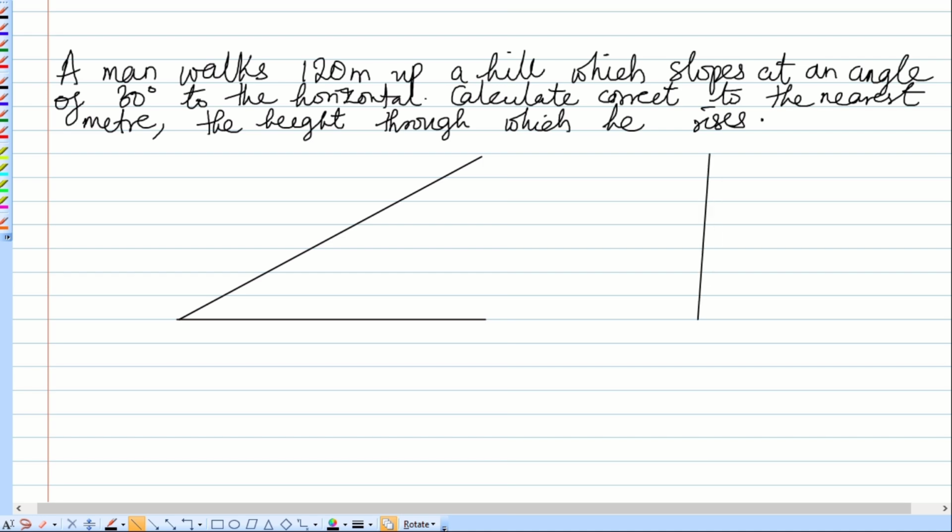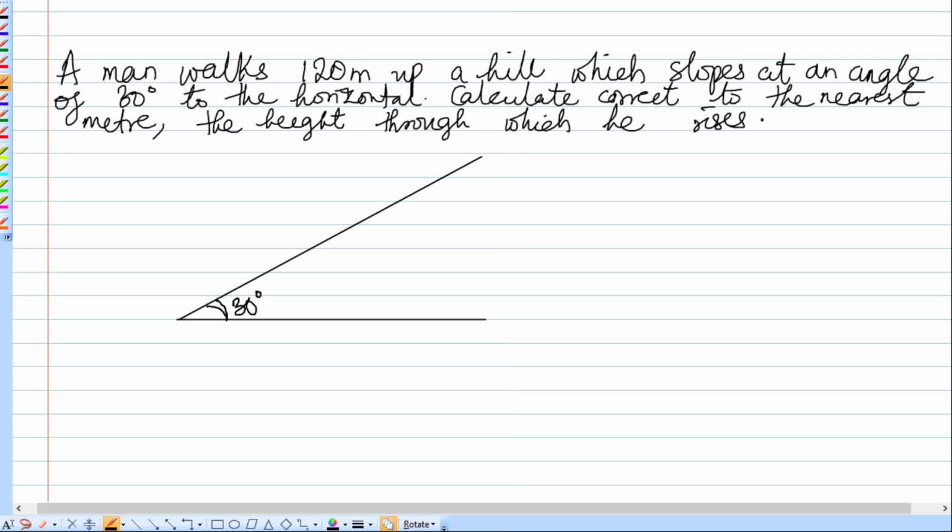Imagine if the hill is just upright like this. There is no way he could walk up the hill. So that's what we have there. So of course, you see that they say that the slope is at an angle of what? 30 degrees. So this angle here is 30 degrees.